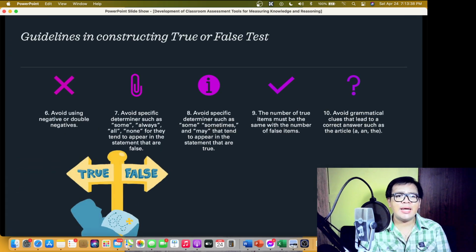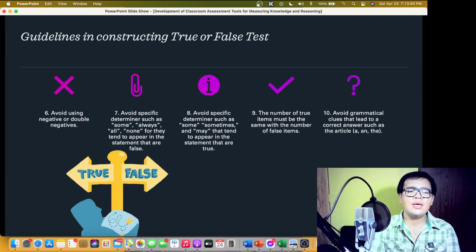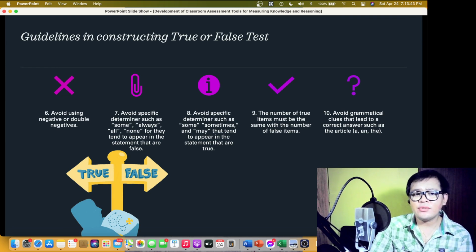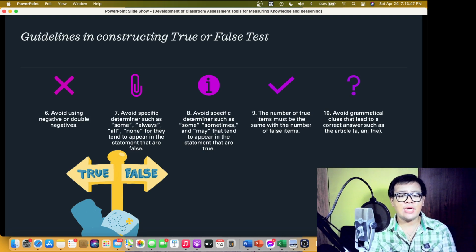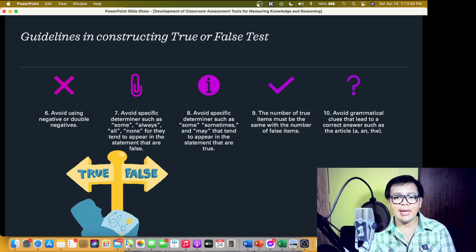So, we also have guidelines in constructing true or false tests. Add-on to which is avoid using negatives or double negatives. Avoid specific determiners such as some, always, all, none, for they tend to appear in statements that are false. You also have to avoid specific determiners such as some, sometimes, and may that tend to appear in statements that are true. The number of true items must be the same as the number of false items, and avoid grammatical clues that lead to correct answers such as the articles a and the.